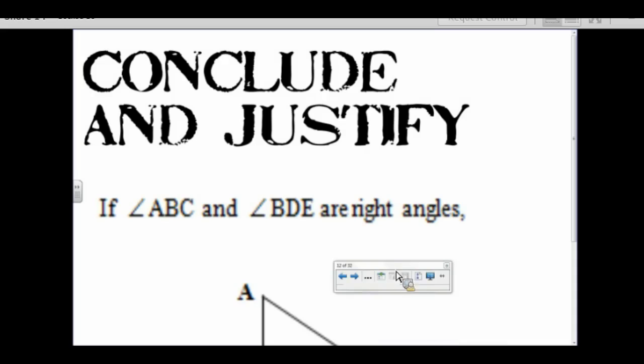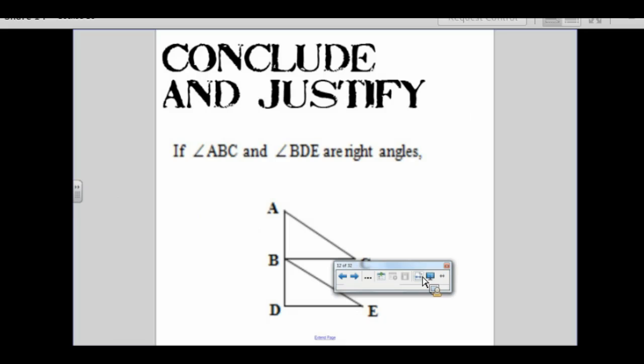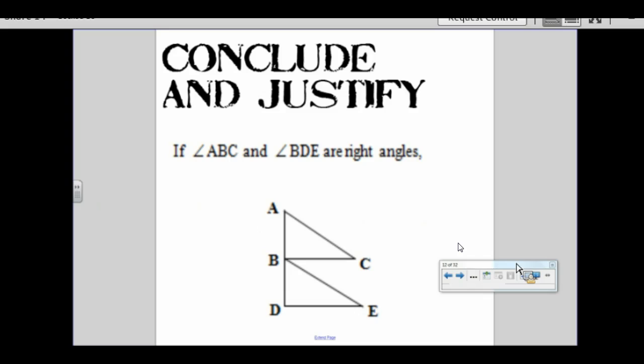All right. Next one, conclude and justify. These you can just write on your paper and we'll just go over them together. Some people have to go. Okay, we'll just start working these out.